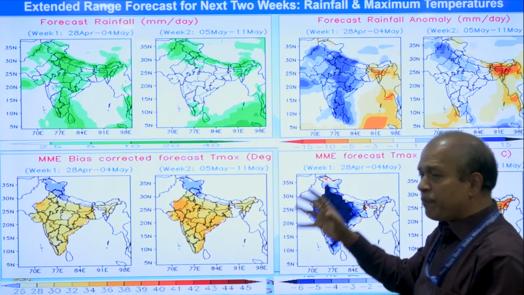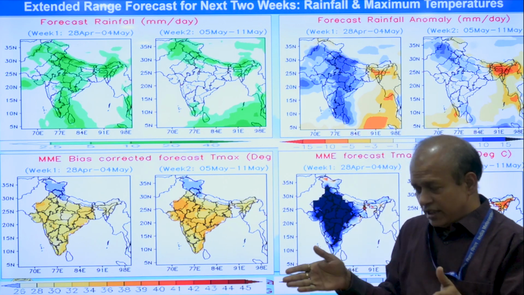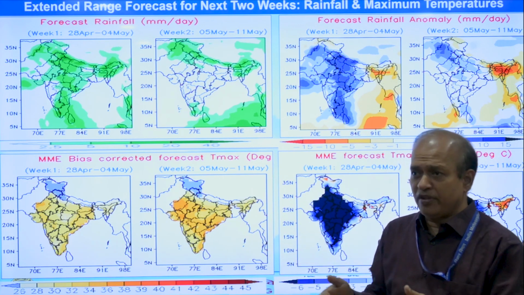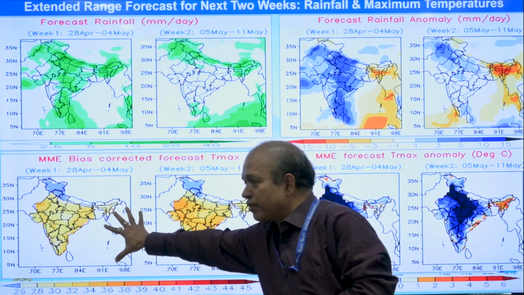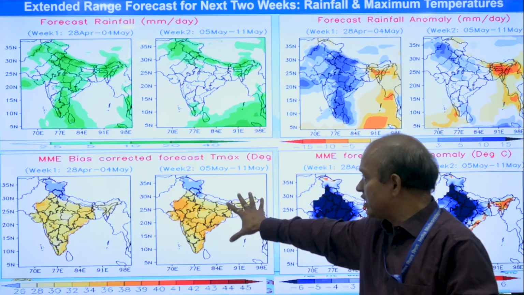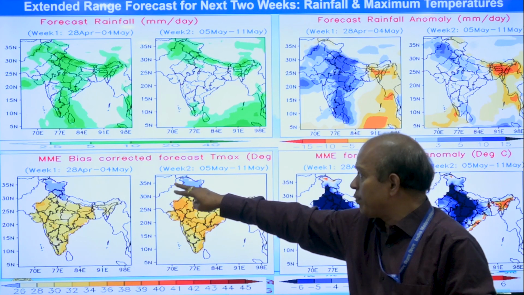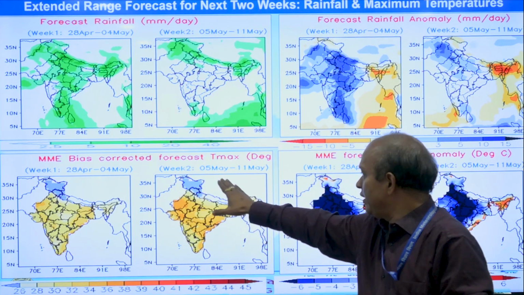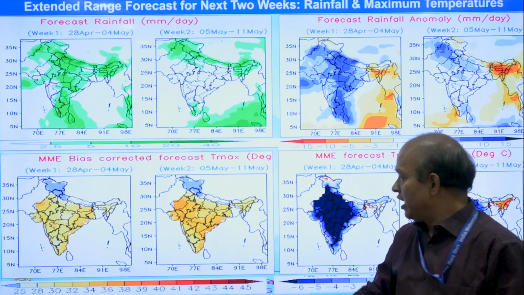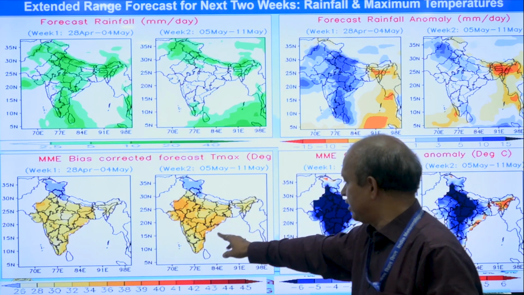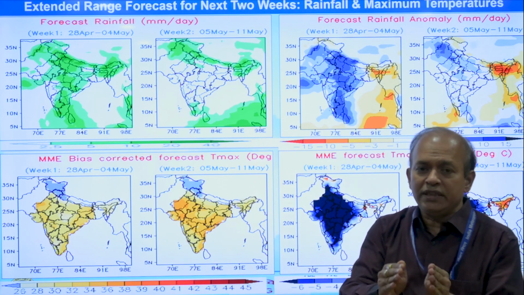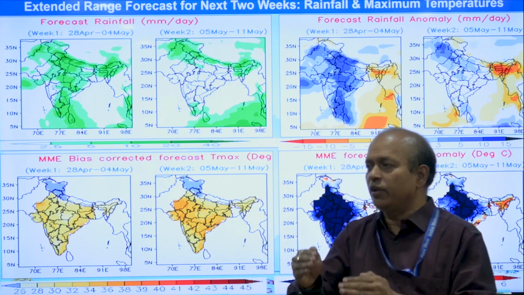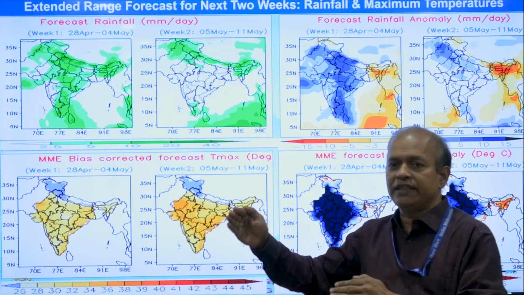When it comes to temperature, which is also very crucial, this is the time we get very high temperatures and heat waves. But fortunately, here is the temperature forecast for week 1 and week 2. This is the maximum temperature forecast for 28 April to 4th May, the first week, and 5th to 11th May, the second week. The temperature is within the range here, the scale showing 36, 38. This is a weekly, 7-day average, not on a day-to-day basis. Day-to-day it may change.